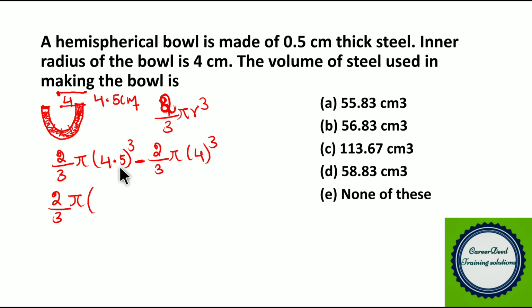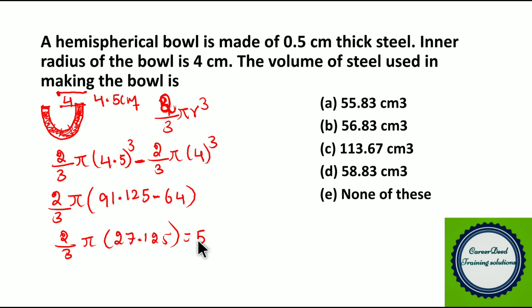So 4.5 into 4.5 into 4.5, you get 91.125 minus what is 4 cube? It's 64. So when you subtract 64 from 91.125, you get 27.125. So when you solve this, you will get the value equivalent to 56.83 centimeter cube. That is option B. So answer for this question is option B. It's really simple, right? Okay.